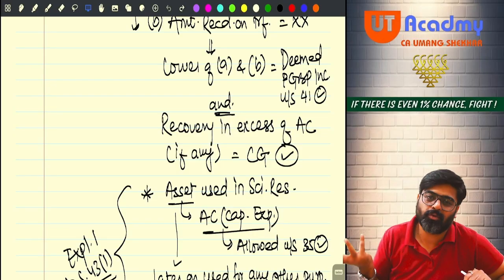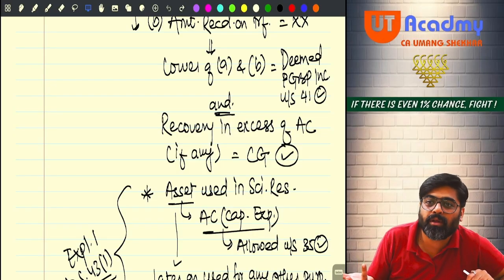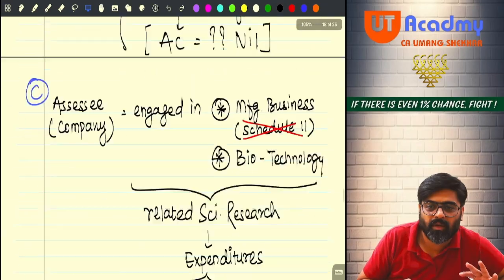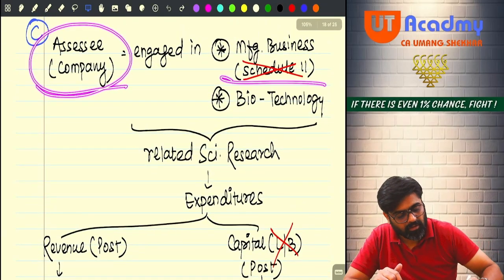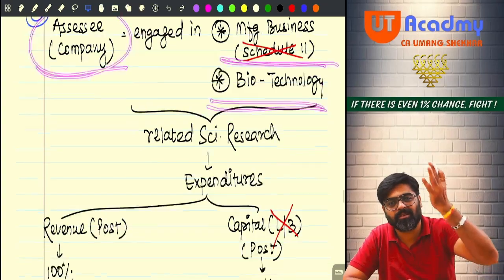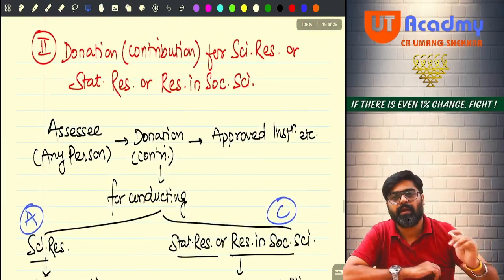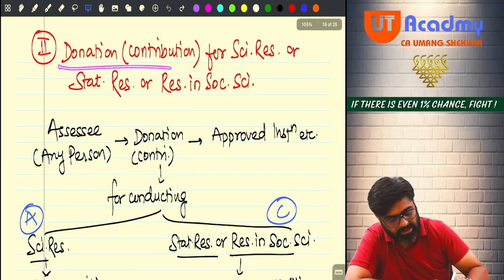That much depreciation you cannot claim. Got it or no? Sure. Now, this was SSE, a company, manufacturing business, biotechnology business, everything I have explained. Done. Coming to the second part of the chapter, donations.